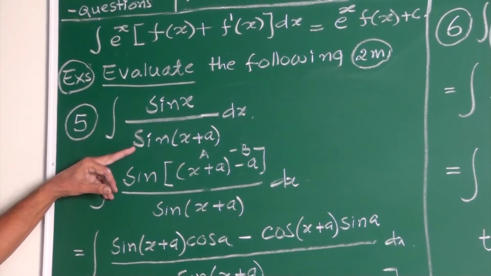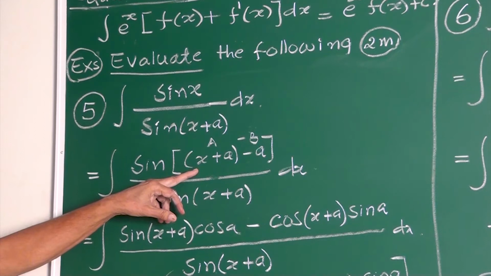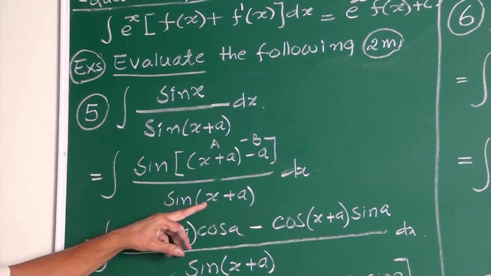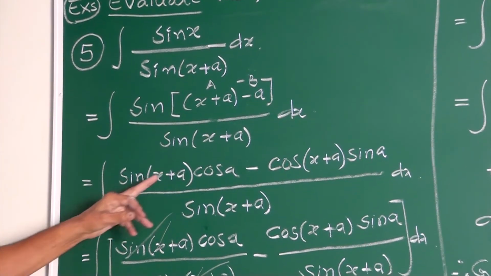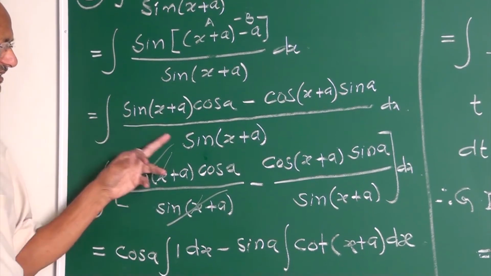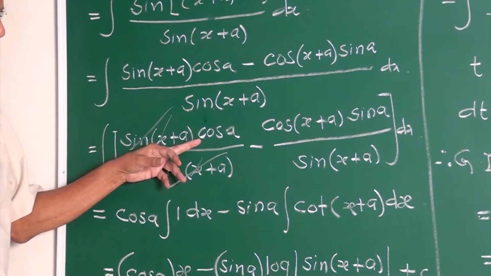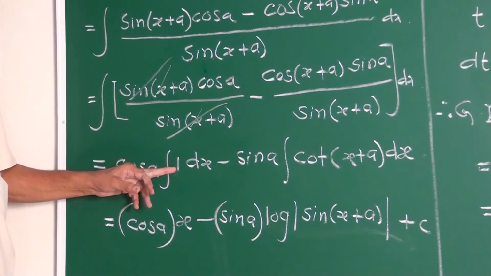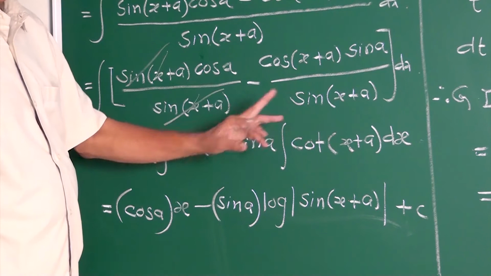Sin x upon sin x plus a. You wanted the denominator here. What is this? Sin x plus a, but you have only x. Minus a upon what? Sin x plus a. Sin a minus b theorem. This upon sin x plus a. Simplify this: first term upon denominator minus second term divided by denominator. Cancellation leaves cos a being a constant. Push it outside the integral sign. If you push this outside, inside remains 1 minus sin a, being a constant, outside. Cos by sin is cot x plus a.